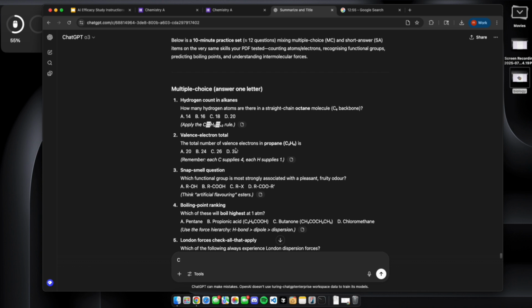Valence electron total. The total number of valence electrons in propane is, um, 3 times 4 is 12, 8 times 1 is 8, 12 plus 8, so 20. Which functional group is most strongly associated with this pleasant fruity odor? I know this one. This one is D.